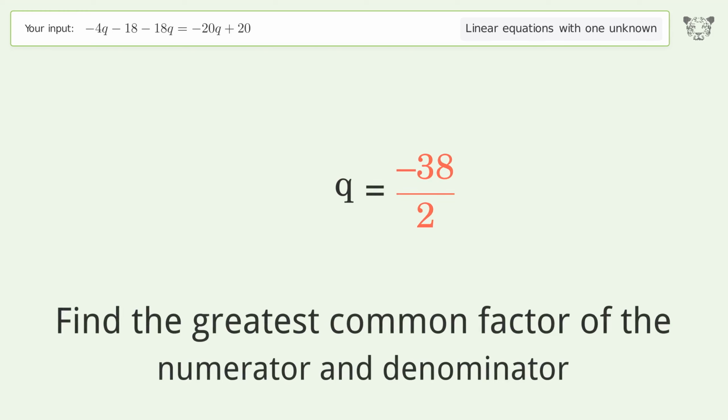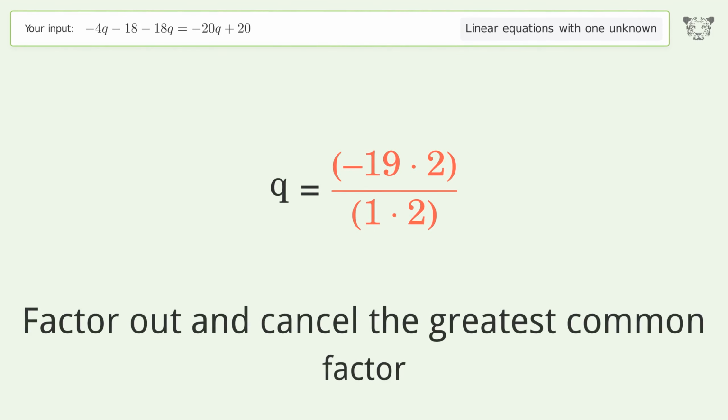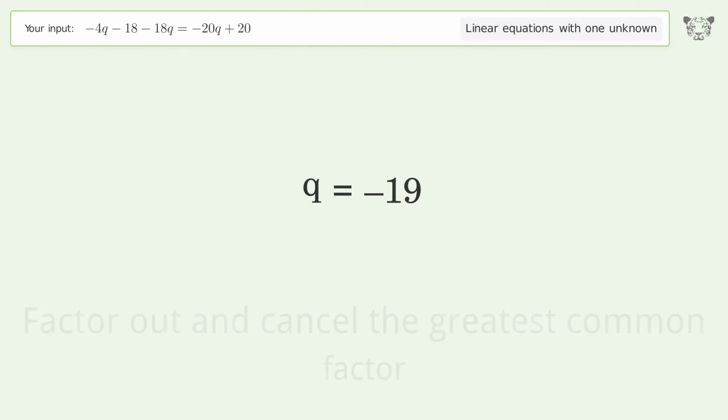Find the greatest common factor of the numerator and denominator. Factor out and cancel the greatest common factor. And so the final result is q equals -19.